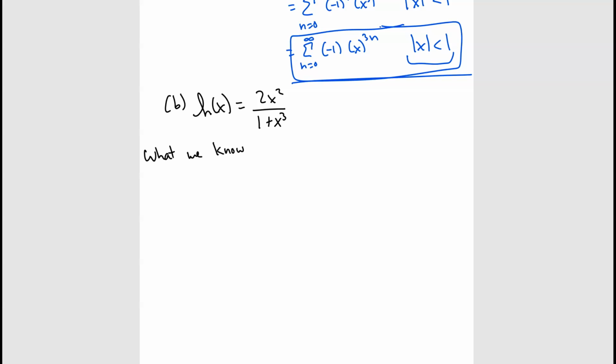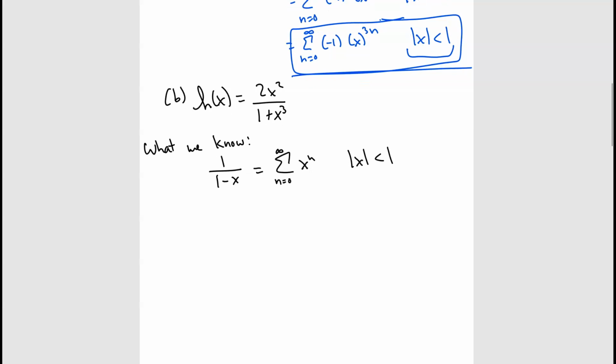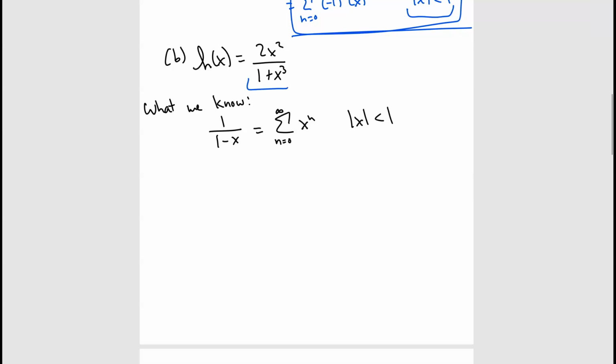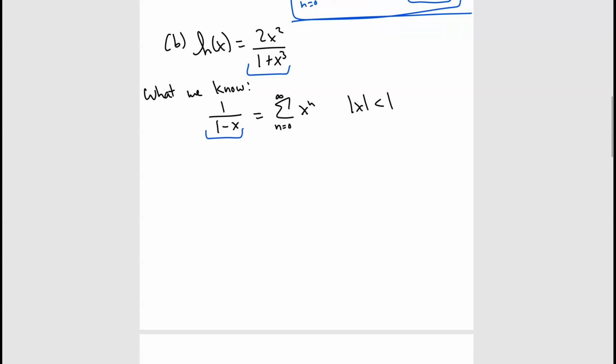So what we know is that 1 over 1 minus x can be represented as a power series of this form, provided that the absolute value of x is less than 1. So now let's try to make this h of x function into something that looks like that. So we have this h of x, which is equal to 2x squared over 1 plus x cubed. Okay, so let's try to make this look like that.